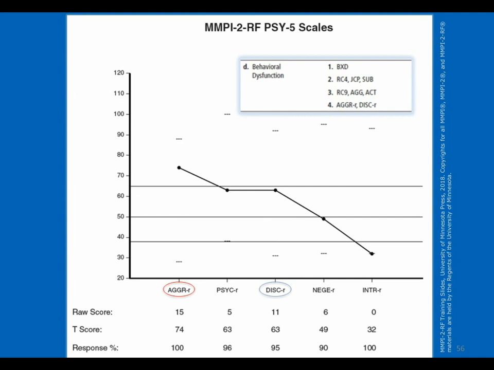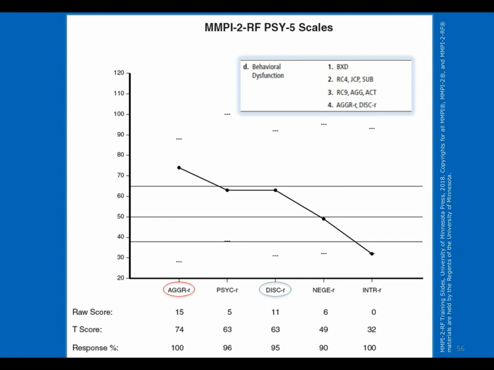Next, we moved into the interpretation of the specific problem scales, starting with the specific problem scales that are more narrow measures of RC9, which were aggression and activation. Both of those were elevated, so we would provide interpretations for those. And then we move to the final step here, aggressiveness and disconstraint, examining them within the behavioral dysfunction domain. We see that on this slide. Aggressiveness was elevated, so we would provide an interpretation for that scale, and disconstraint was not, so we would not provide an interpretation for disconstraint.